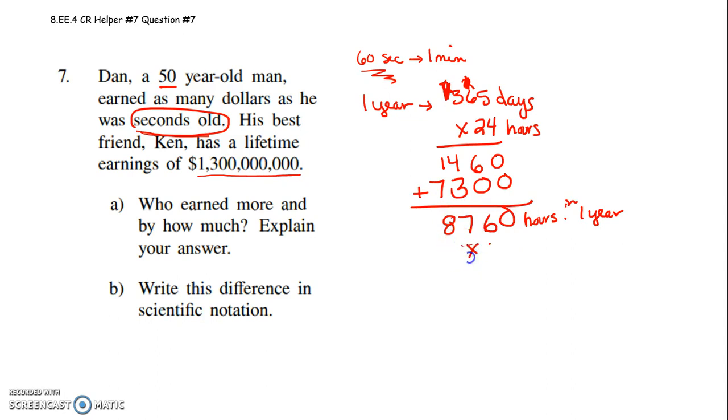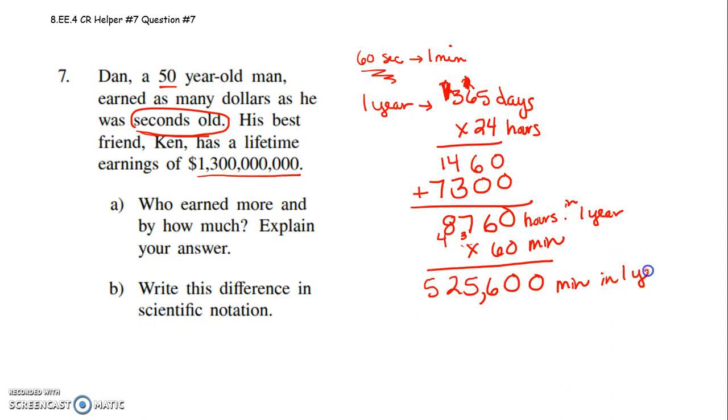If I want to convert that to minutes, I multiply by 60 minutes in 1 hour. So I have hours and I want to convert to minutes, I'd multiply by 60. So there's my 0. 6 times 0 is 0. 6 times 6 is 36. Put down a 6, carry a 3. 6 times 7 is 42. And 3 more is 45. 6 times 8 is 48, 49, 50, 51, 52. So that would tell me that there's 525,600 minutes in 1 year.